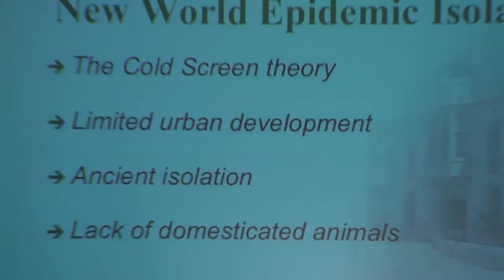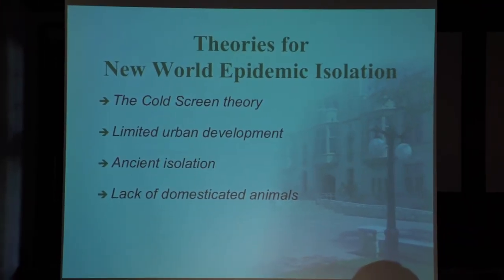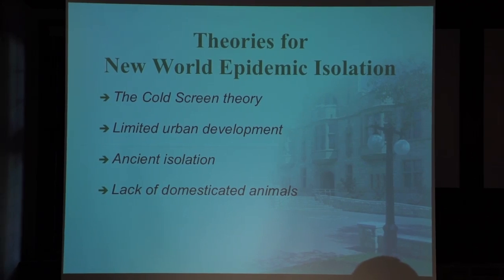One is the cold screen theory, the thought that people had migrated across Beringia, the Bering Strait, which was then not a strait, because of the lowering of the ocean level. Because of the cold weather, it might have eliminated some diseases, although it doesn't explain all. Certainly the chronic diseases, it wouldn't explain something like tuberculosis or what have you.